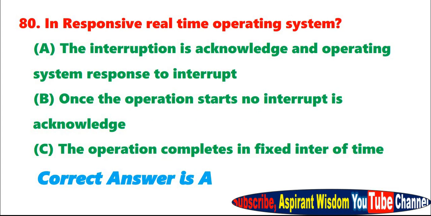80. In responsive real-time operating system: A. The interruption is acknowledged and operating system responds to interrupt, B. Once the operation starts no interrupt is acknowledged, C. The operation completes in fixed interval of time. Correct answer is A.